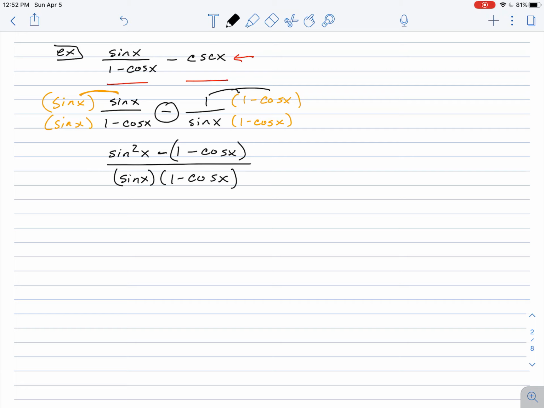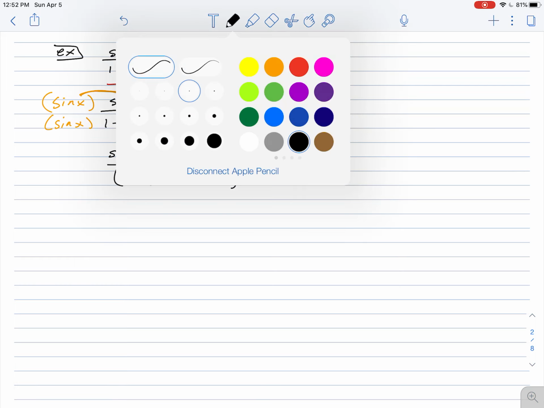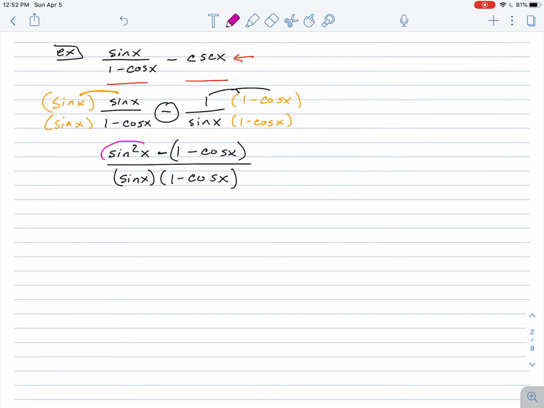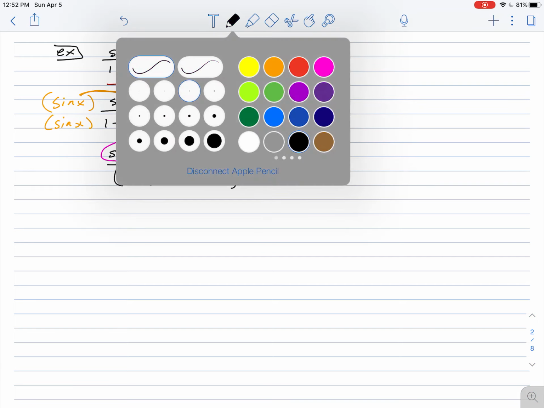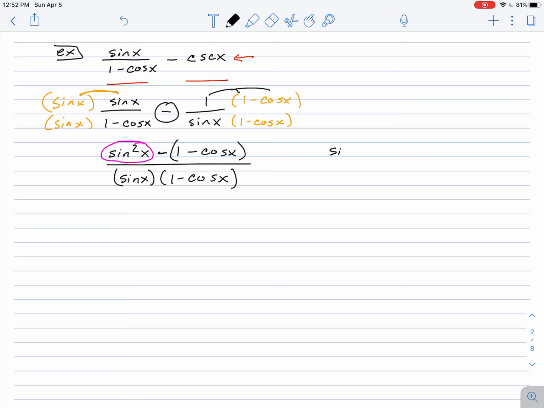Now, here's how the Pythagorean identities work. Anytime you see a squared on a function, that should make you think Pythagorean identities. That's how you know that's going to come into play, okay? So let's write this identity down. Sine squared plus cosine squared equals 1. That's my first Pythagorean identity.